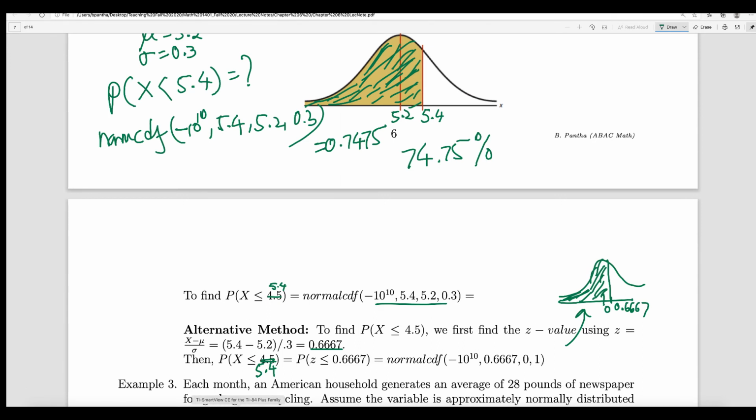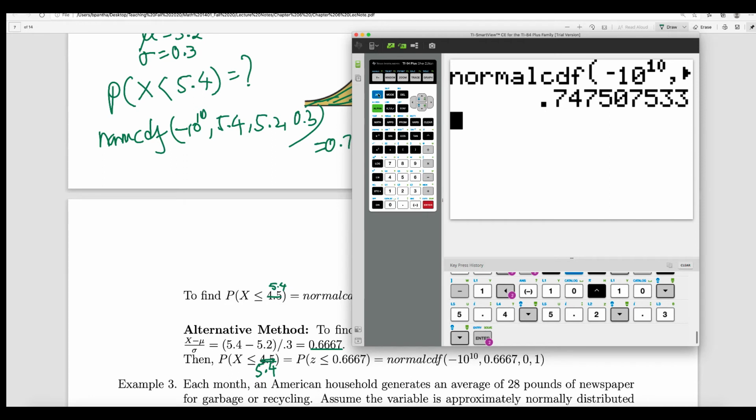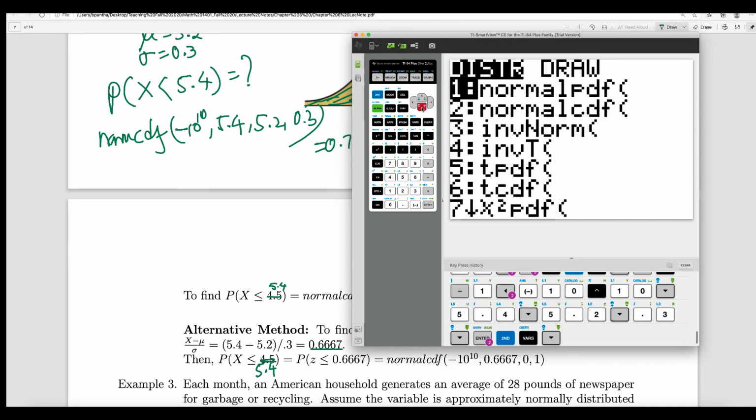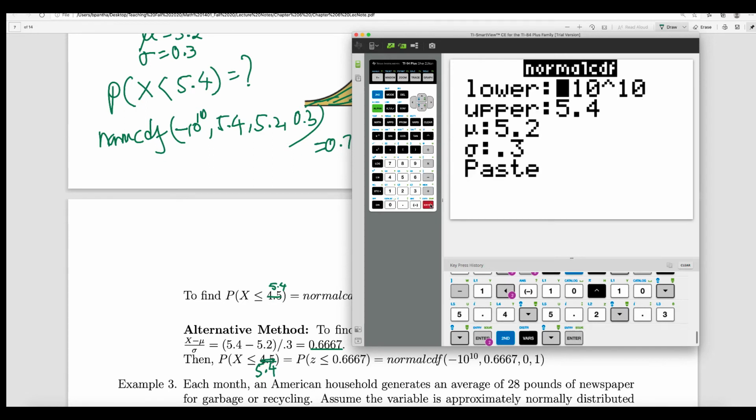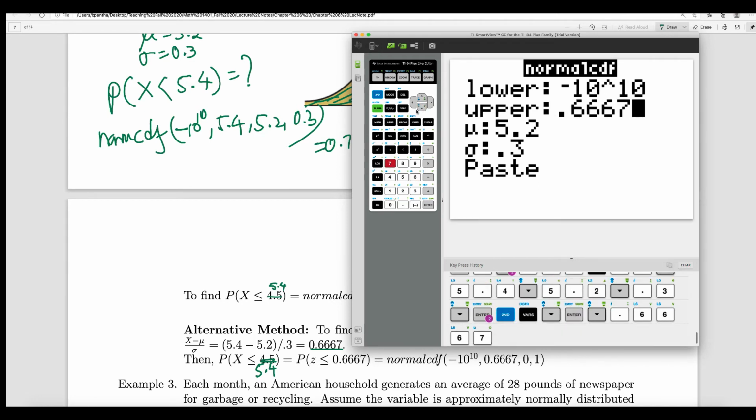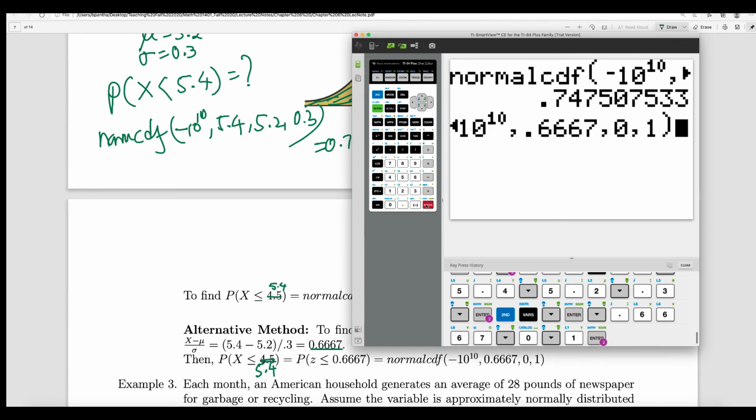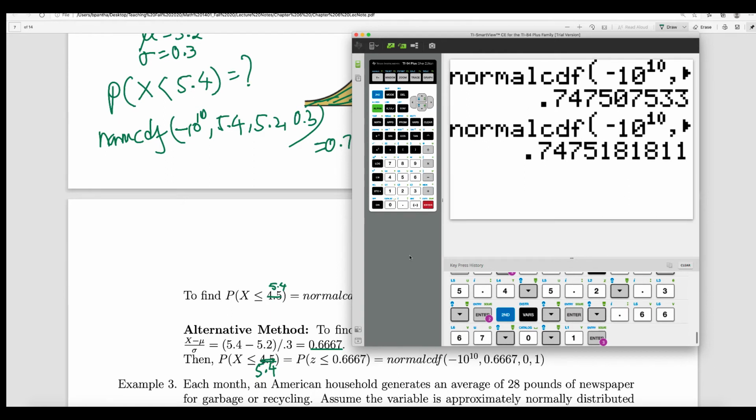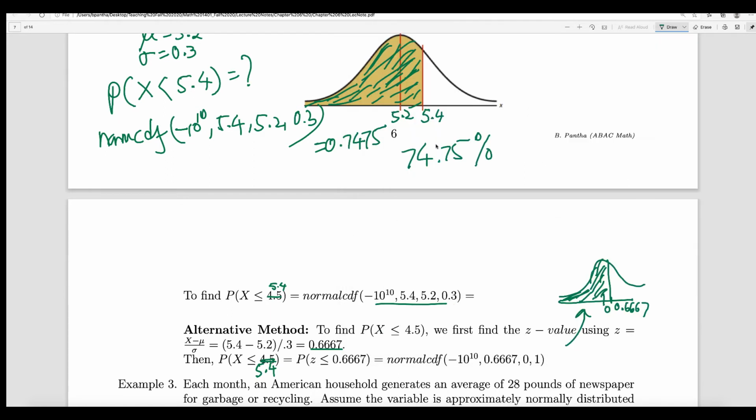If you don't believe that, let's do that. So it is 2nd verse, and then do the normal CDF, hit enter. The left bound is negative 10 to the 10, right bound is 0.6667, mean is 0, sigma is 1. If you hit enter, you must get 0.7475. That's what we got, right?